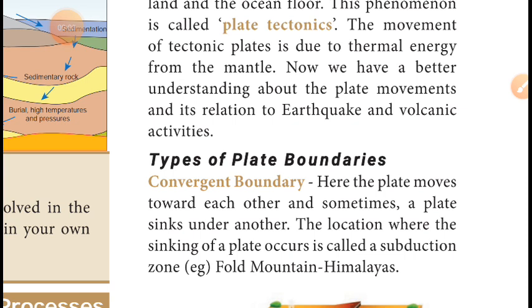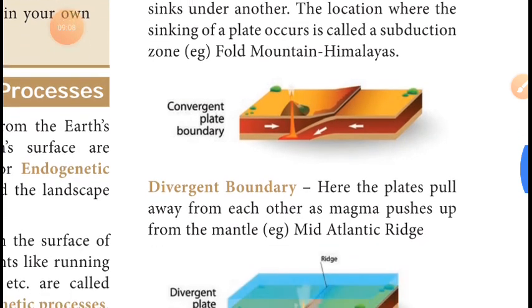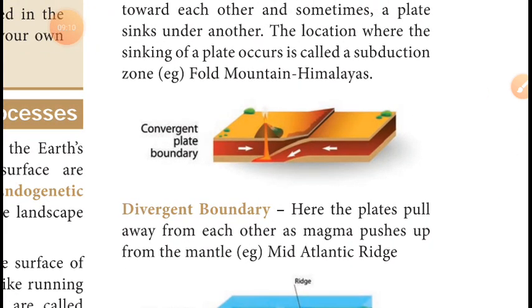So convergent boundaries are over. Look at this picture. One plate is coming from the left side, and another plate is coming from the right side. The two plates meet each other. One plate sinks under, and the other stays on top. Such an area we call a subduction zone. For example, for convergent boundaries: Fold Mountain, Himalayas. Okay, that's all about convergent boundaries.